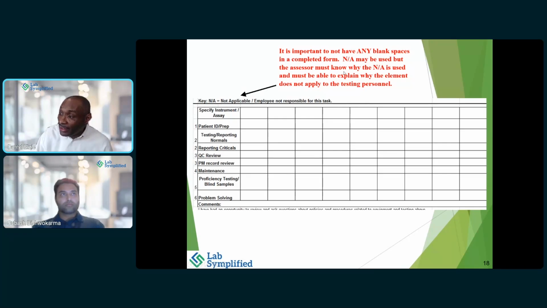NAs may be used, but the assessor must know why the NA is used and must be able to explain why the element does not apply to the testing personnel. That is so important right there. When I'm looking at a competency assessment form, blank spaces are just like a neon sign. I'm going to go straight there and ask, well, why? Why is that a blank space?